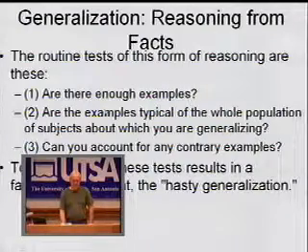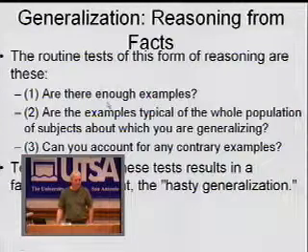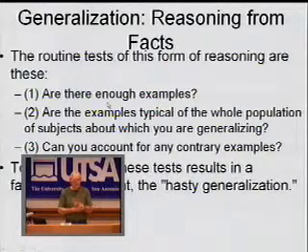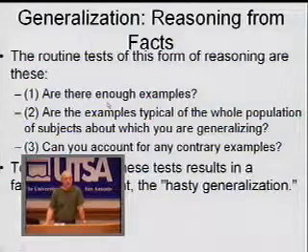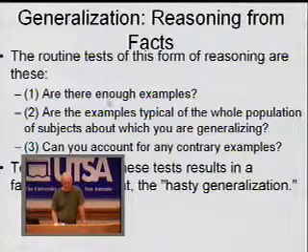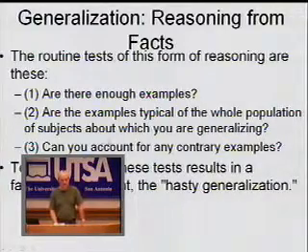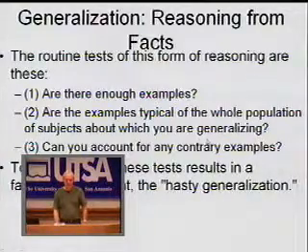So you ask, are there enough examples? So we see polls that are supposed to represent the opinions of people in the United States, and it's 1,500 or 2,000 people. I always question those. It just doesn't seem feasible. And with today's technology and abilities, it should be 20,000 or 1 million people. Then I'd feel a little bit better about it. But typically, we see that those are really small samples, and they're using this type of generalization. So are the examples typical of the whole population of subjects about which you are generalizing?